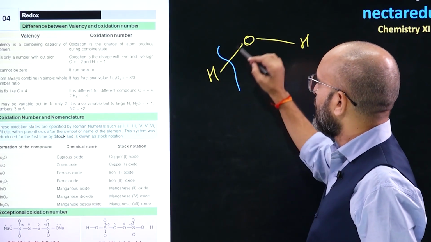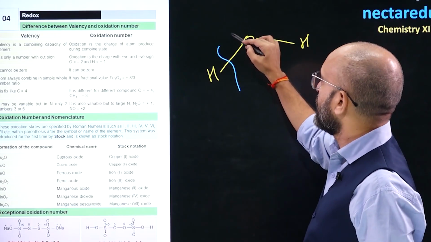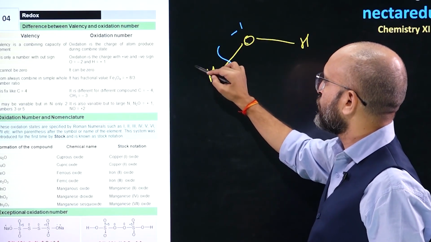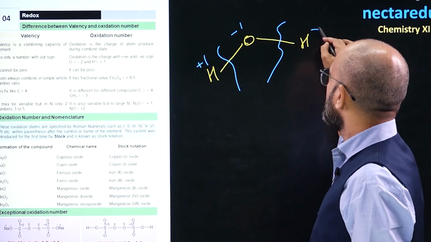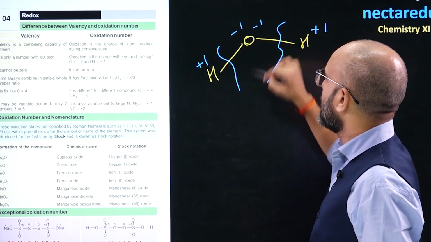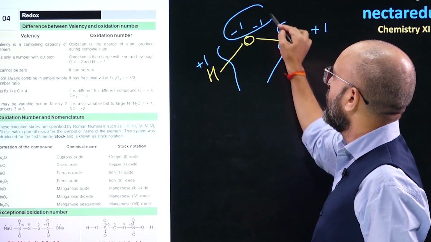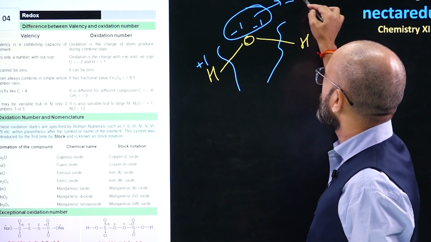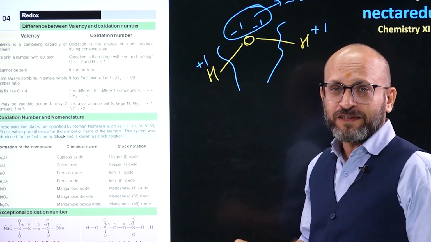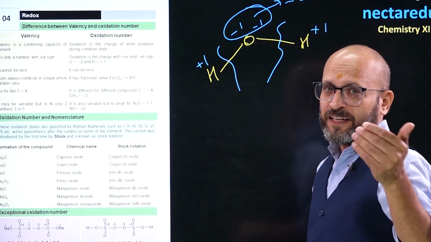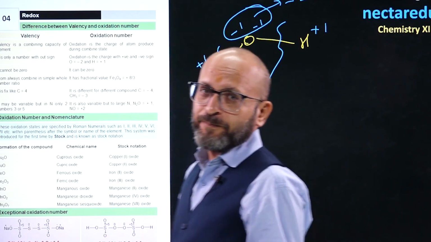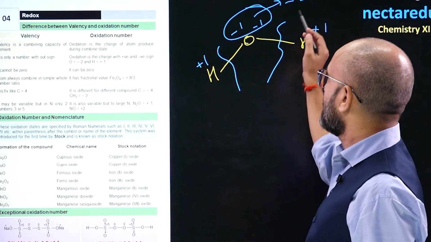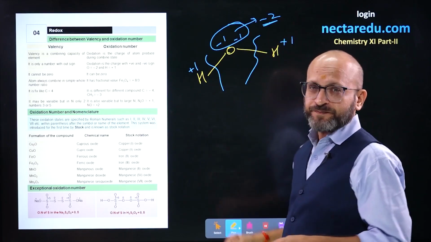What I'll do is I'll break all bonds attached to oxygen. I'll break this bond. Oxygen is more electronegative, so it will get -1, and this is less electronegative, so it will get +1. Similarly, I'll break this bond as well, so this will get +1 and this oxygen will get -1. In total, oxygen has a charge of -2. So if anybody asks me the oxidation number of oxygen in water, I'll tell them it is -2.